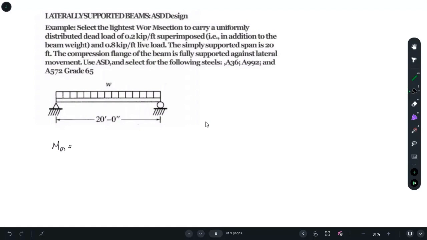We have a load of 0.2 and a load of 0.8. Since it's the ASD method, it will be just a summation. That would be wL squared over 8, since it's a simple span. So you have a w value of 0.2 plus 0.8, that would be 1 kip per feet, and you have a length of 20, so 20 squared, divided by 8. You get a value of 50 kip feet.